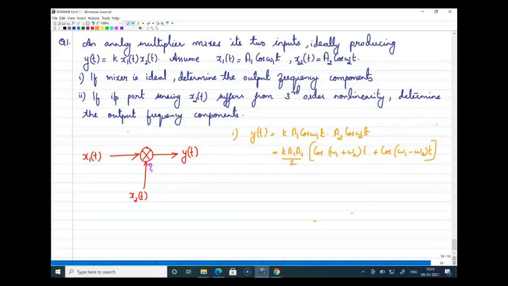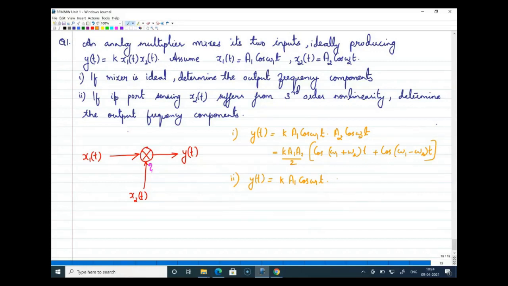Now the second case, you can consider that y of t is equal to k into, and those who are solving by yourself, please continue that. I'm just helping others who could not solve this. The first I will leave as it is, because for the port which is sensing x1 of t there is no issue, so I'll write it as a1 cos omega 1 t. But now for the second port x2 of t, we have to consider the nonlinear term there; it is specifically mentioned that you should consider the third order nonlinearity.